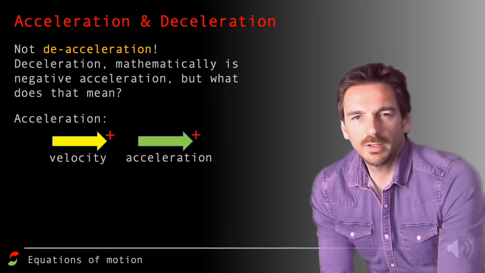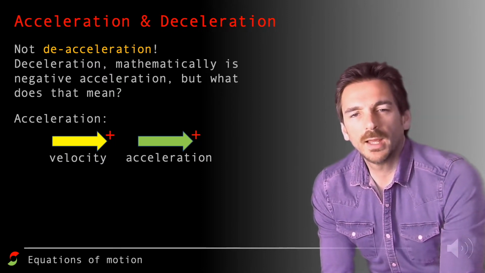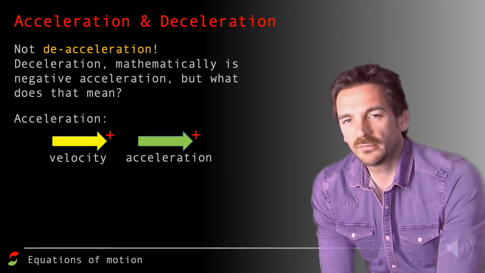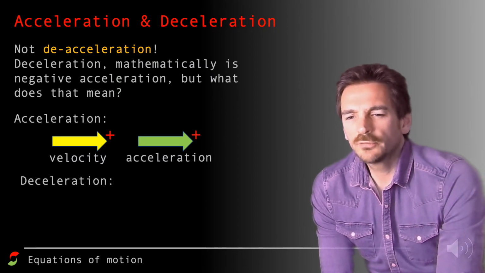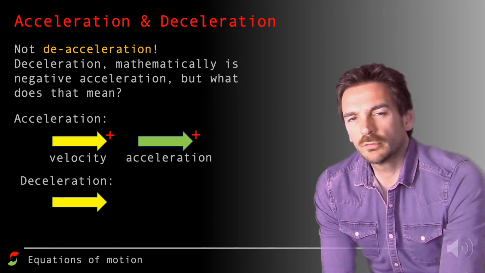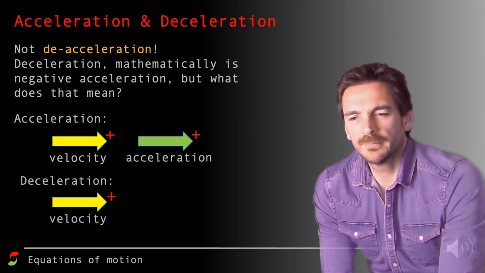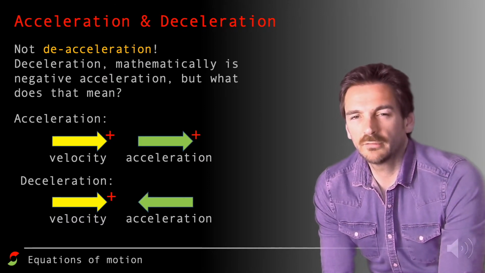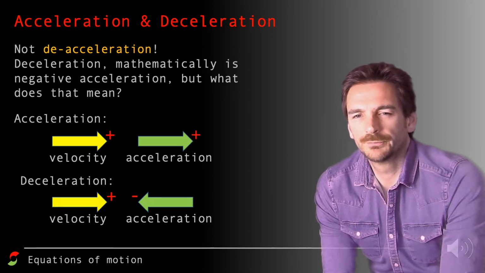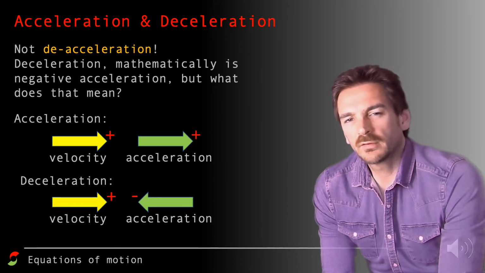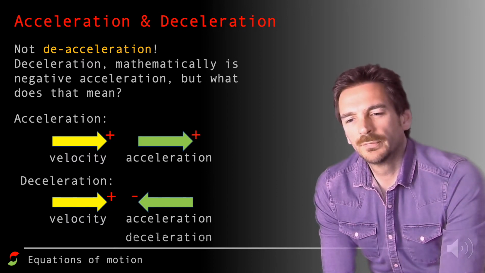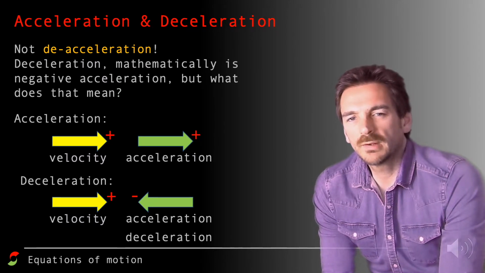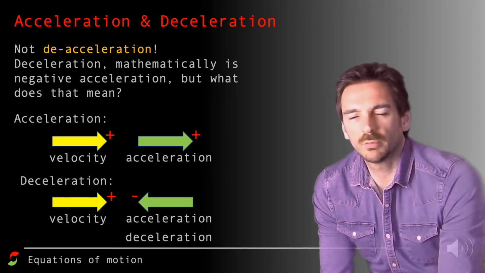If the velocity and the acceleration are acting in the same direction, then we call that acceleration. That means that the velocity will increase. The object is going to accelerate. For deceleration, let's assume that the object is still moving to the right and that that's a positive velocity. But this time, let's say that the acceleration is a negative acceleration, and that means it's acting in the opposite direction. If the velocity and acceleration are acting in opposite directions, that's deceleration. That negative acceleration will make the velocity smaller and smaller and smaller. So we call that deceleration.